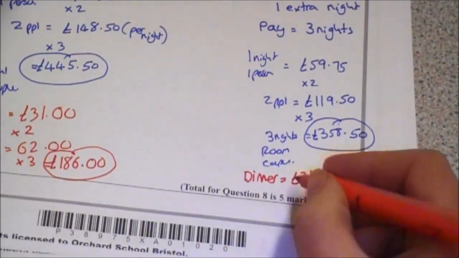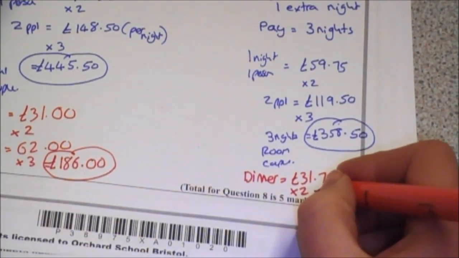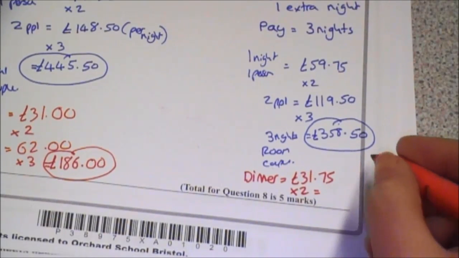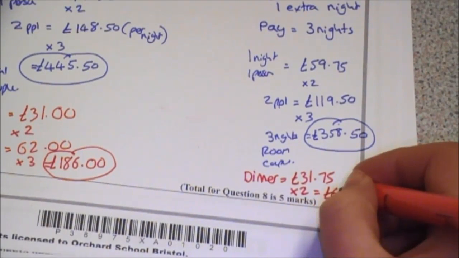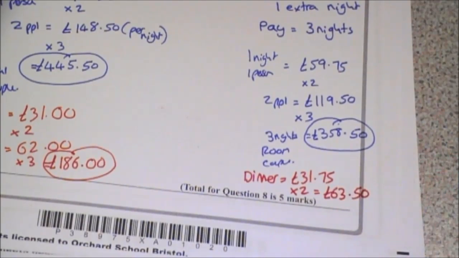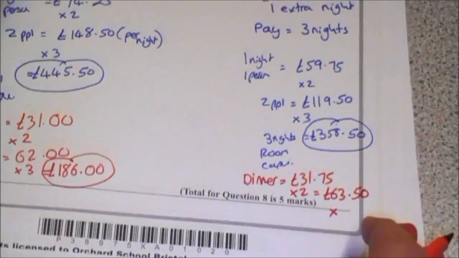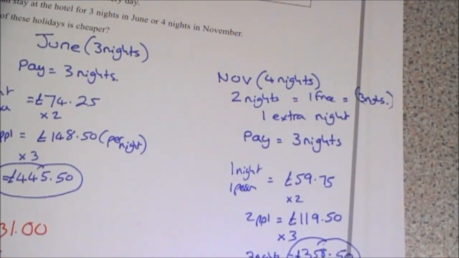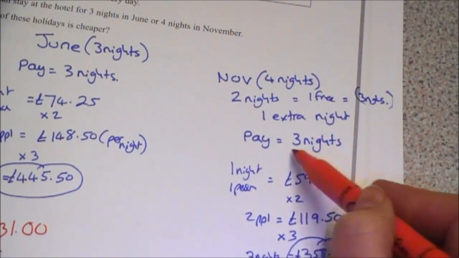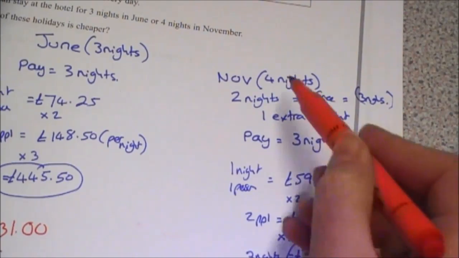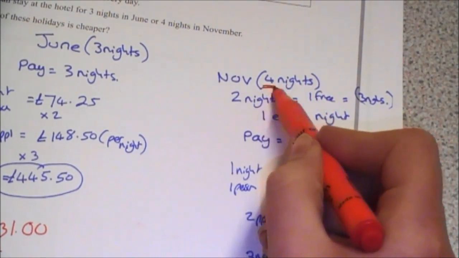And that's per person. I need 2 people, so times by 2 equals £63.50. And I need to multiply that for the number of days I'm staying. Now don't fall into the trap of only timesing it by 3, because we're paying for a room for 3 nights. We're staying for 4 nights.